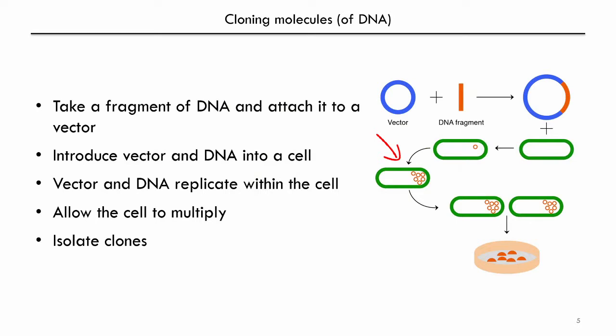This happens by the DNA replication mechanisms that we discussed in Chapter 2. Then you can allow the cells to multiply, and then you can isolate the clones. You can culture bacteria from colonies that derive from individual cells that had been transformed by this DNA, and you can isolate many copies of it.